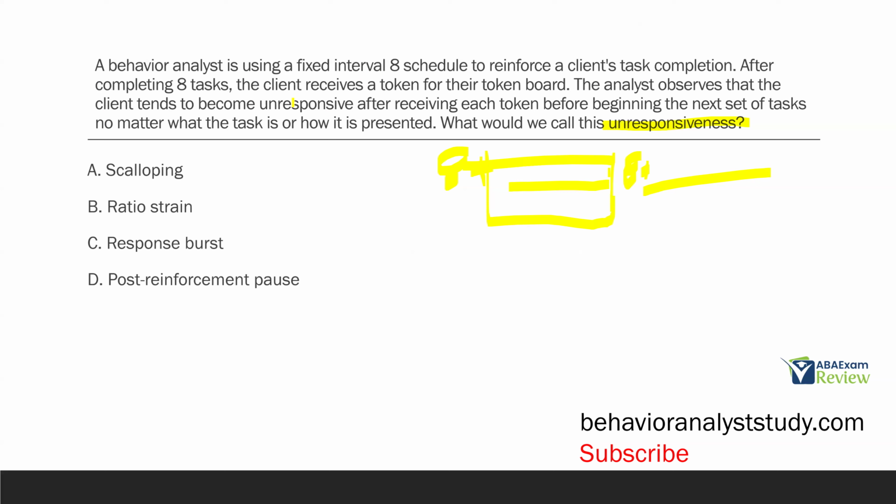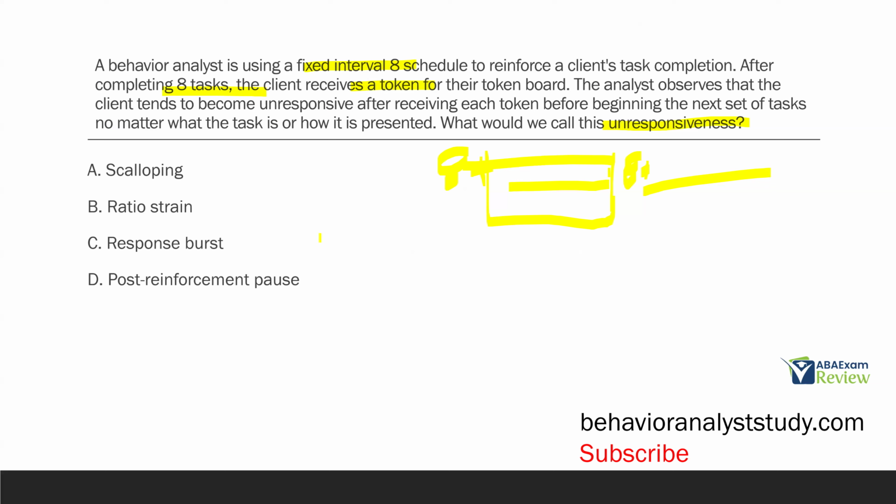Now, the question doesn't really make a ton of sense. We're on a fixed interval 8 schedule and they complete 8 tasks and they get a token board, but that's irrelevant, right? Because we're just asking about the unresponsiveness of the client after getting the reinforcement. So focus on what's important here. What do we call that unresponsiveness once a client receives a token?